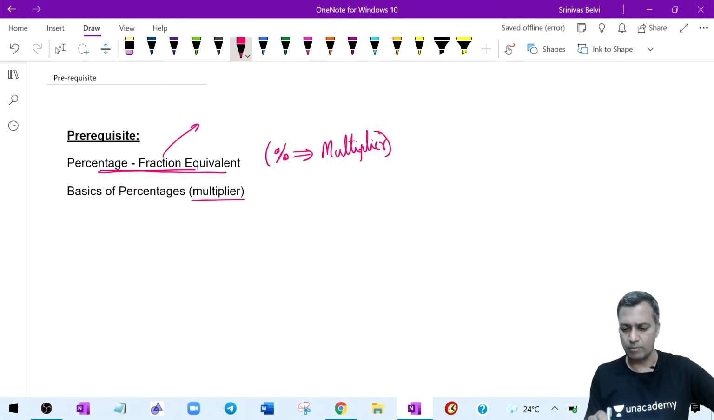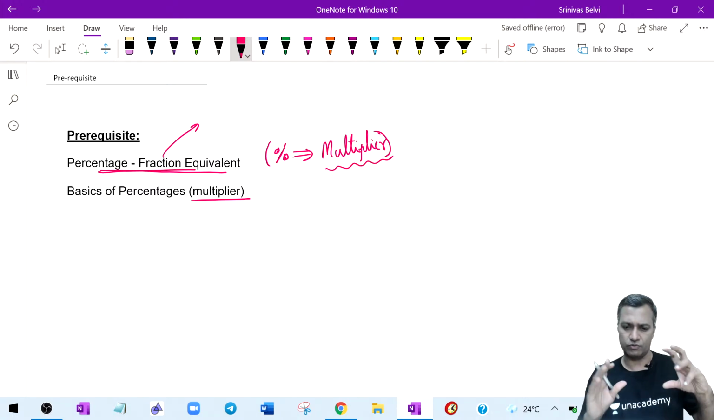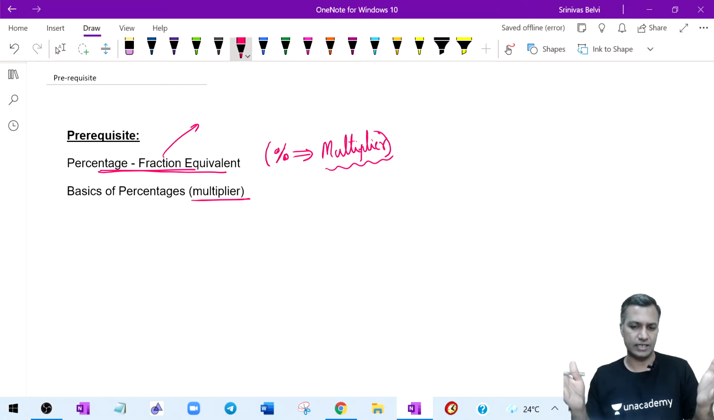Similarly, we discussed the multiplier; the basics of the multiplier I discussed in the previous lecture, for about 10 minutes. So if anybody is new here, you can take a look at that.